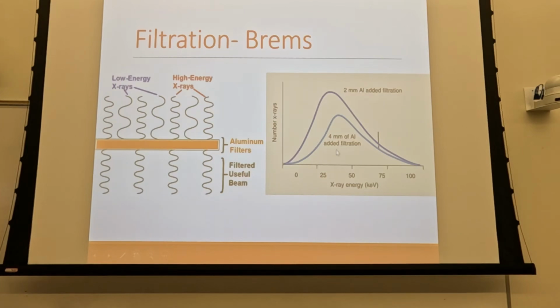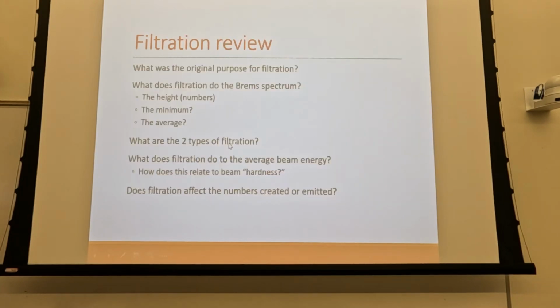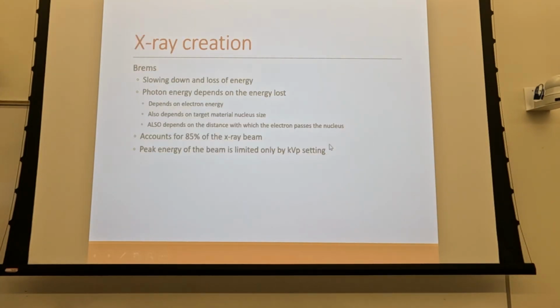So what it does is it decreases our numbers and pushes towards a high energy side. It has no effect on the maximum energy or the characteristic spectrum. Primarily what it does is it eliminates those low energy photons, and by doing that, it pushes towards a high energy side. It gives us a higher average, lower output. Okay?